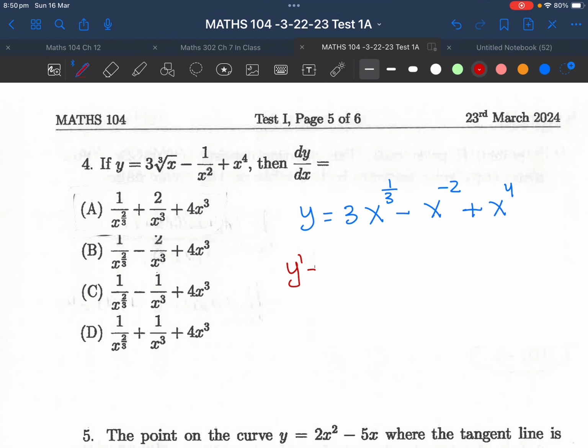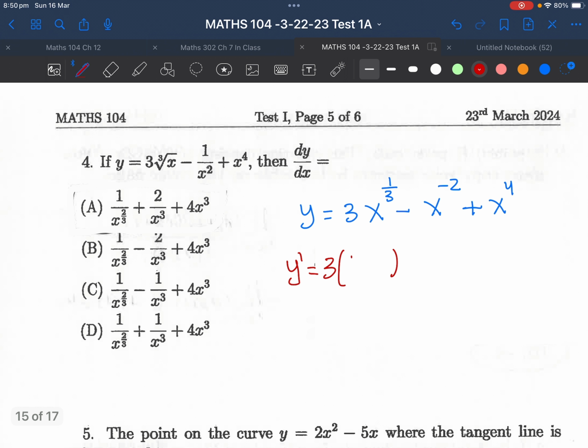Now we can do the derivative. So we have 3. What is the derivative of x to the power 1 over 3? The first step, 1 over 3 will go down. So we get 1 over 3, and then we subtract 1. So we get negative 2 over 3. Minus, the negative 2 will go down and we subtract 1, plus the 4 will go down and we subtract 1, we get this one. If we simplify this one, it will be just x to the negative 2 over 3 plus 2x to the negative 3 plus 4x cubed.